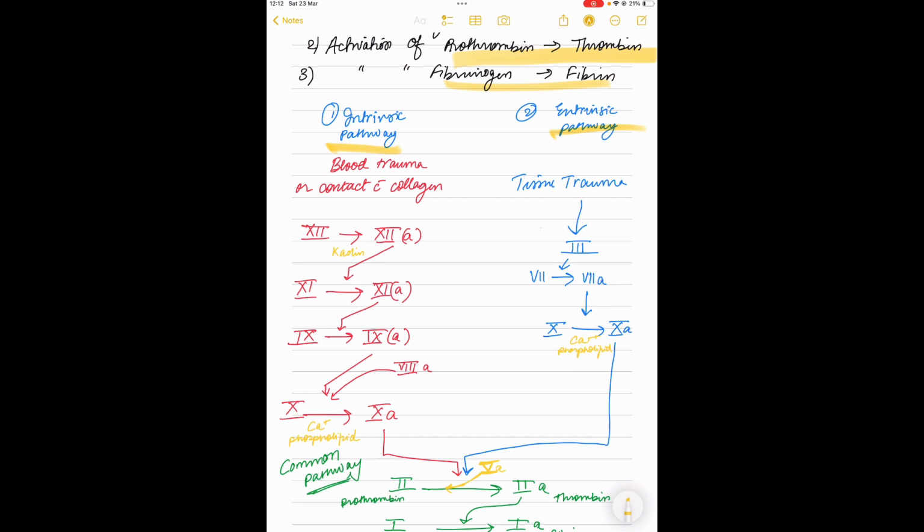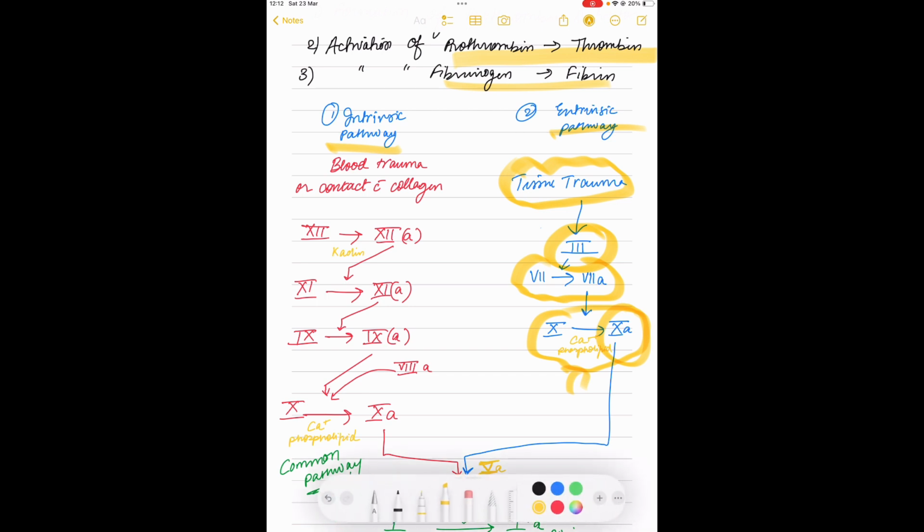Whenever some tissue trauma occurs in your body, your third clotting factor will go and activate the 7th clotting factor, and they both in turn will activate your 10th clotting factor with the aid of calcium and phospholipid. So this is how the first and foremost main task is achieved, that is activation of factor 10 via activation of factor 3 and factor 7.